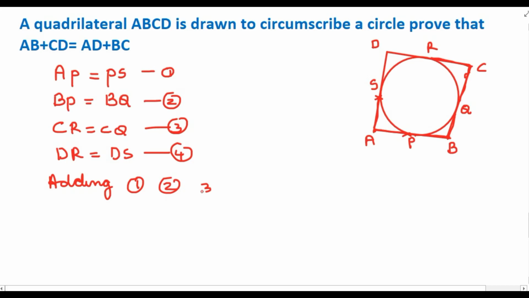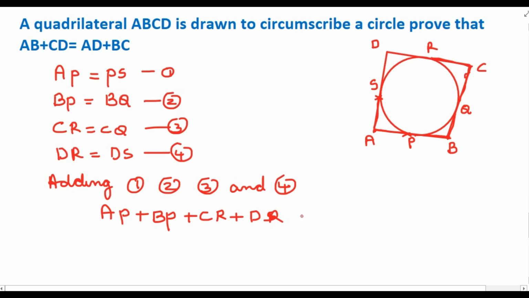1, 2, 3 and 4. When I add, I have AP plus BP plus CR plus DR, which is equal to PS plus BQ plus CQ plus DS. So AP plus BP, I can group it. Again CR plus DR, one group. Again PS, this side I need to group it.